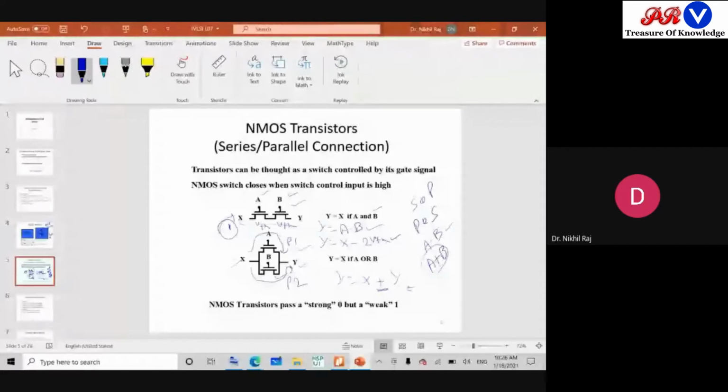A full swing means a complete strong logic, like a strong 1, a strong 0. This will give me a weak 1. So that's why we go for the CMOS logic.